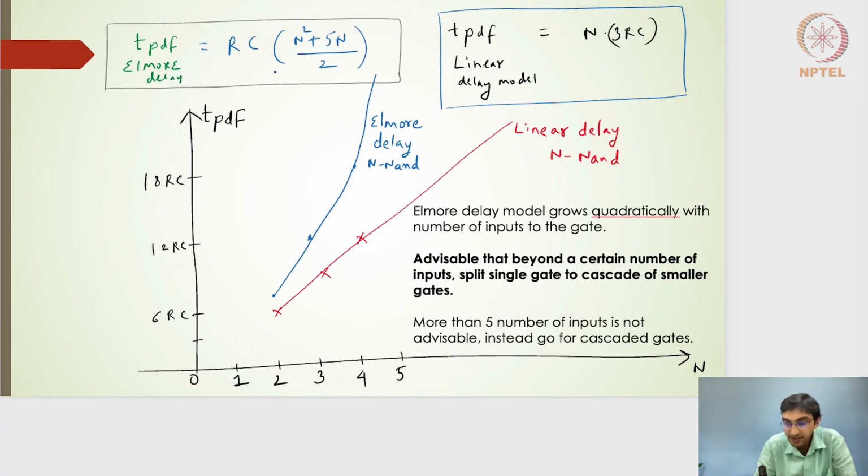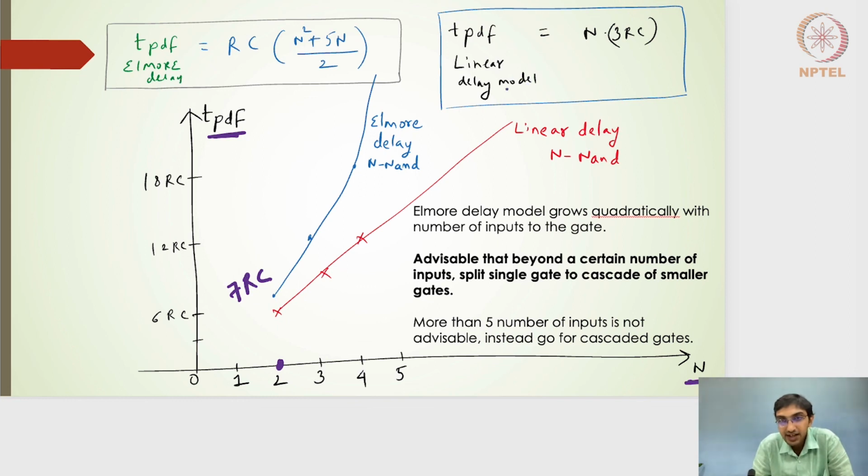If I use that particular expression to draw a profile of the propagation delay falling with respect to the number of inputs, let's start from a 2-input NAND gate. That's the most primitive NAND gate we have. For a 2-input NAND gate, I get N square plus phi into N, which is 2 square plus phi into 2, so that will be 14. 14 by 2 is 7. So this will be nothing but 7 RC, the absolute delay.